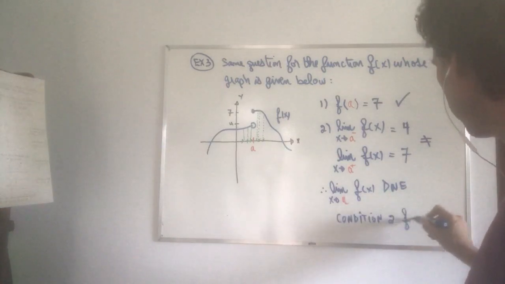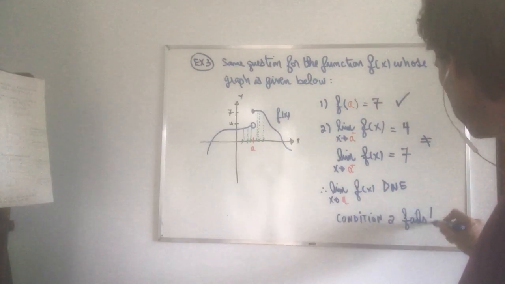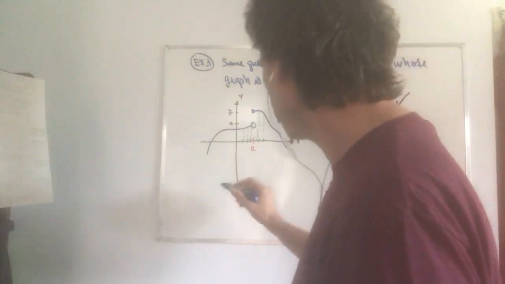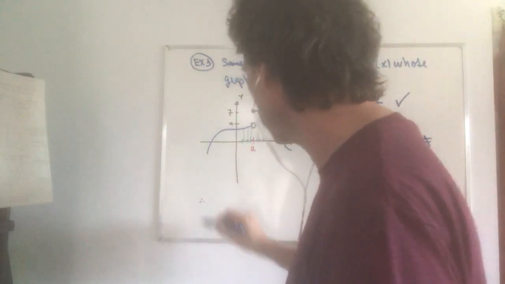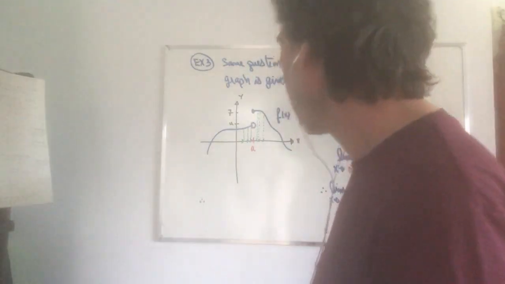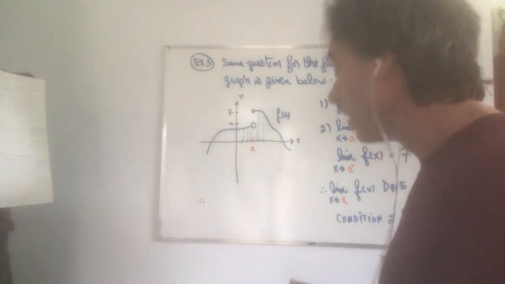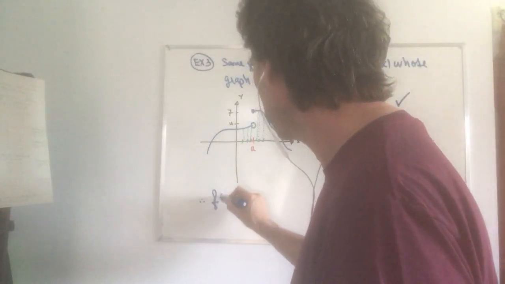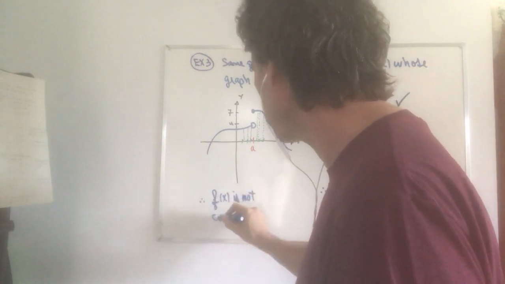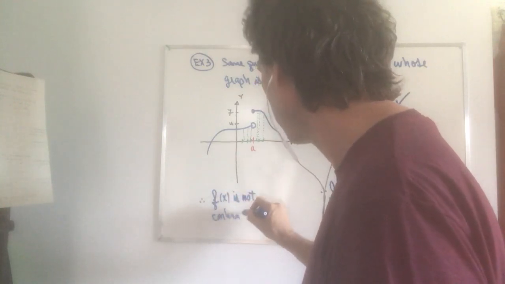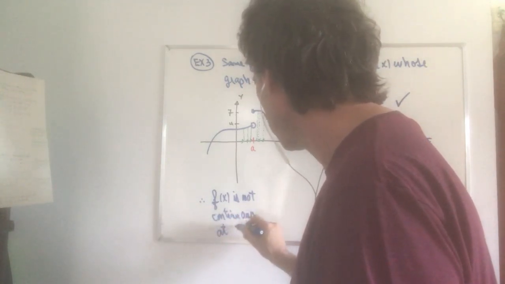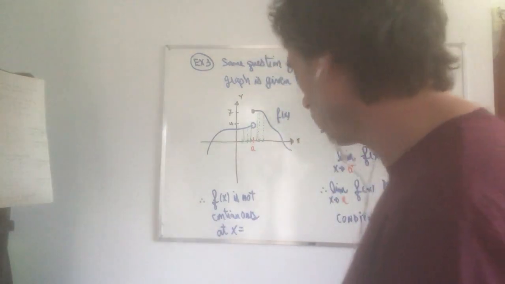Do I need to check condition 3? No, I do not. I can actually stop here and say the conclusion. Those 3 dots mean conclusion. You probably know that, and if you did not, now you do. Conclusion: f of x is not continuous at x equals a. I'm going to use not continuous instead of discontinuous. They're equivalent.